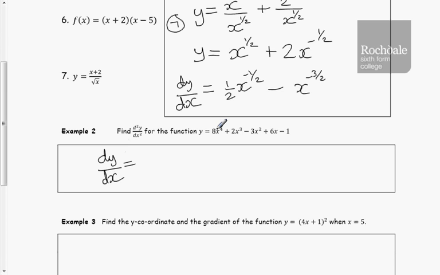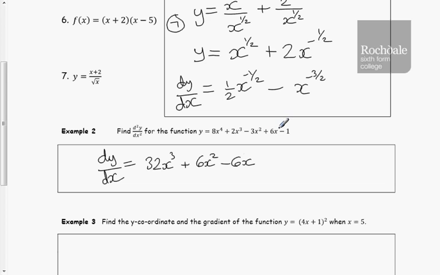So for each of these individual terms, I'm going to multiply by the power of x, and then subtract 1 from the power of x. So here, multiplying by 4, we get 8 fours, which are 32, and then take away 1 from the power of x. Same on the next term, multiply by the power of x, and then take away 1 from the power of x. Same on the next one, and same on the next one.